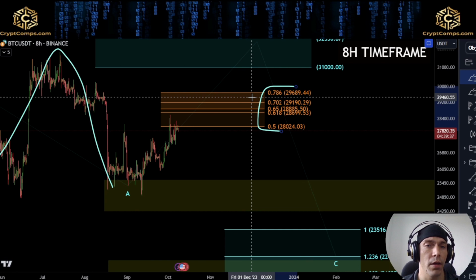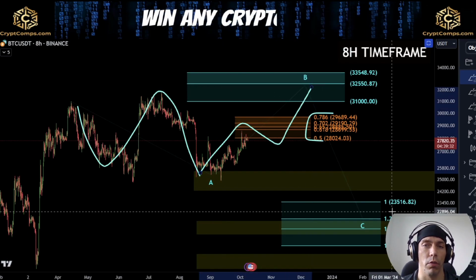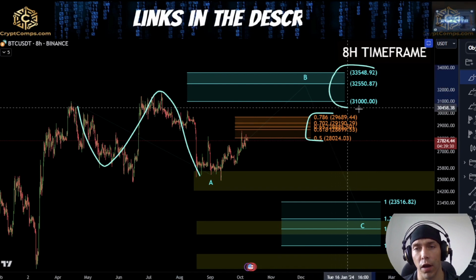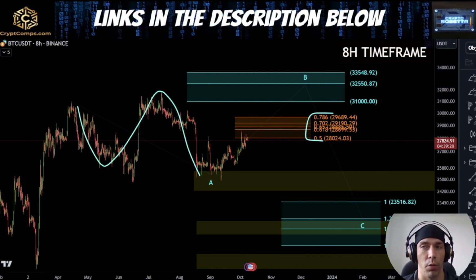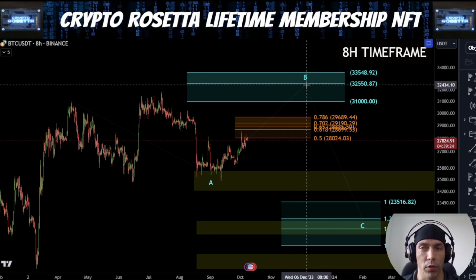orange box area here. Now, however, it is also possible that we could see price actually look to form an overshooting B wave, in which case this higher target box area would actually come into play. So we'd need to be on the lookout for any kind of a three wave move up into this level.